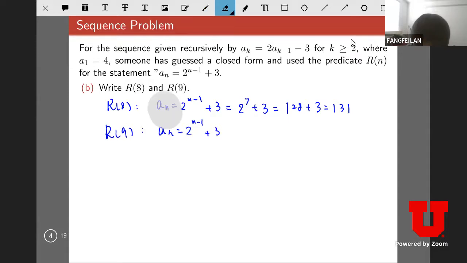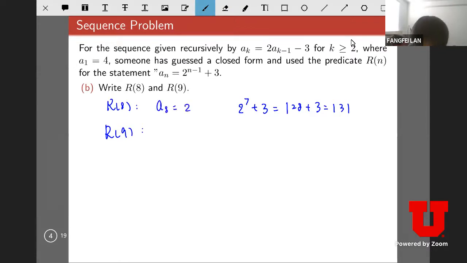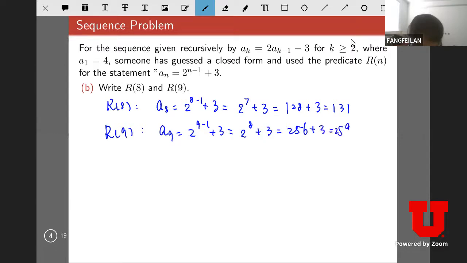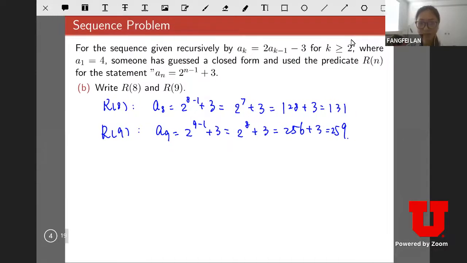So actually, this is not good. I should probably write it out. So A8 equals 131, and A9 is 2^(9-1) plus 3, which is 2^8 plus 3. So that's 256 plus 3, 259. Oh, yep, very good. I see answers in the chat. That's great. Easy?